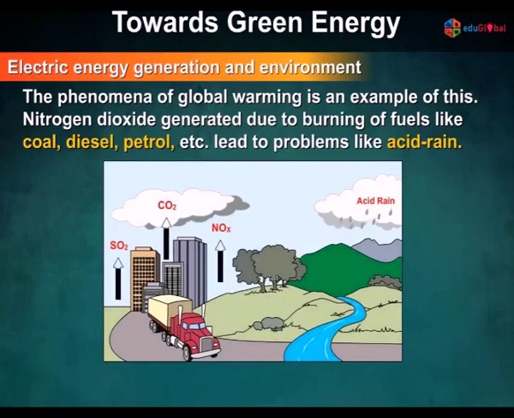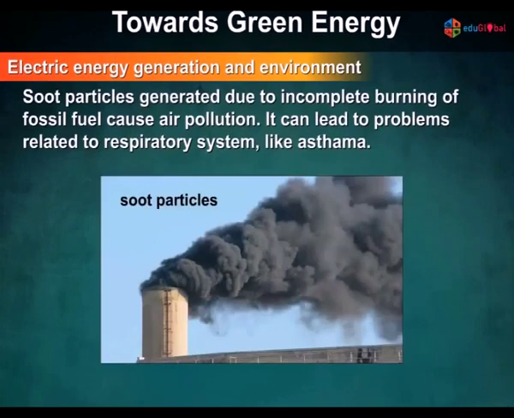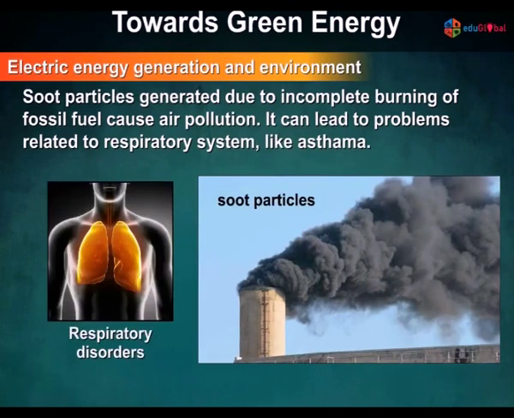Nitrogen dioxide generated due to burning of fuels like coal, diesel, petrol, etc. lead to problems like acid rain. Soot particles generated due to incomplete burning of fossil fuel cause air pollution. It can lead to problems related to respiratory system like asthma.